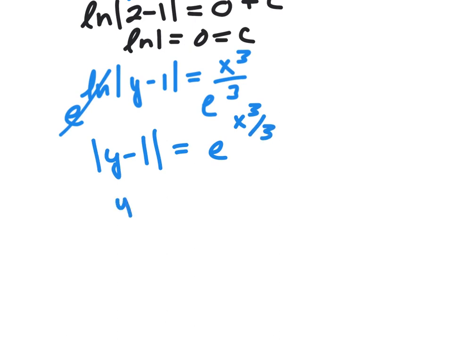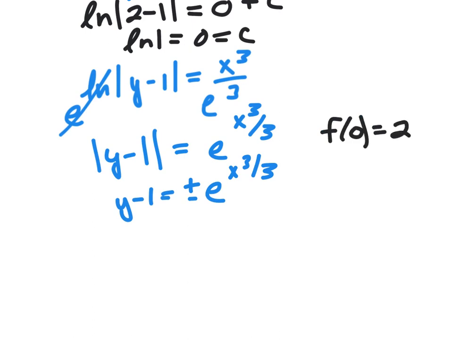Now in order to drop the absolute value, we have to put plus or minus on the other side of the equation. So y minus 1 is equal to plus or minus e to the x cubed over 3. But here's the thing. My initial condition said that f of 0 was equal to 2. A particular solution, which is what we're trying to find, can only have one answer. That is why it's called a particular solution. There's only one particular answer with one initial condition. But when I put in that plus or minus, technically now I have two different equations.